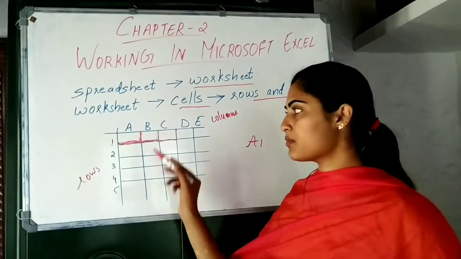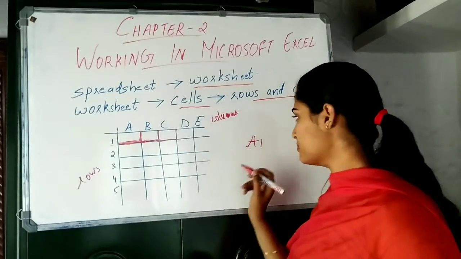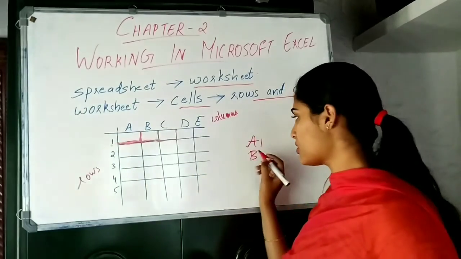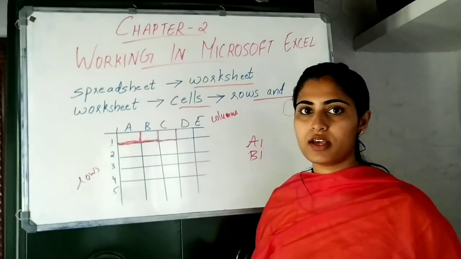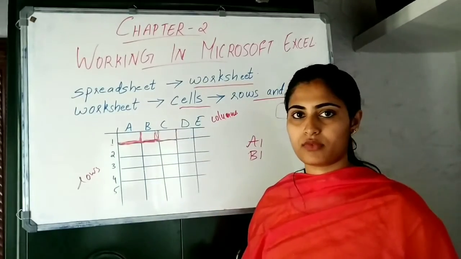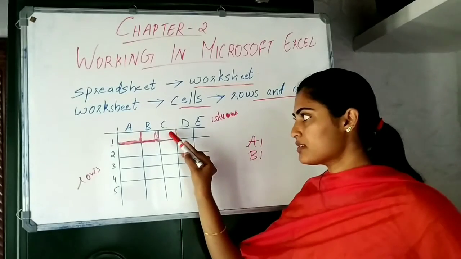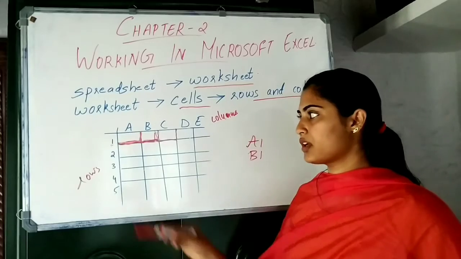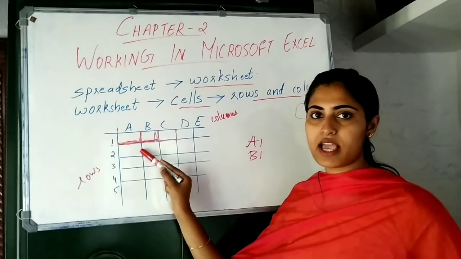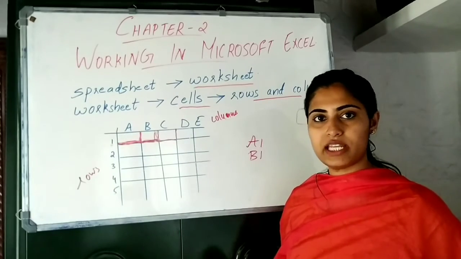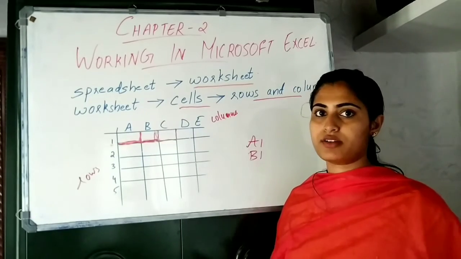How will we address this next cell? First we write the name of the column, it is B, and then the name of the row, it is 1. So the name of this cell is B1. Then what is the name of this cell? It is C1. This is D1, this is E1. What is the name of this cell? It is A2. B2. This is how we name a cell, that is, the address of a particular cell.